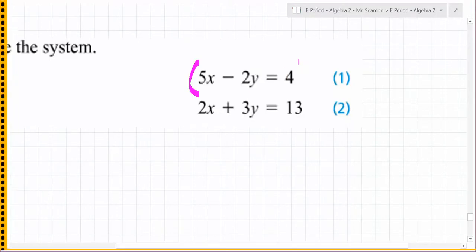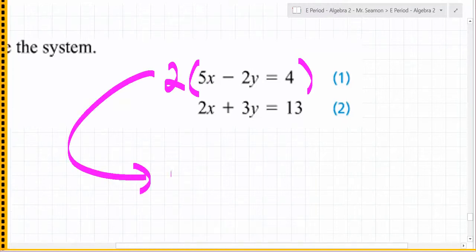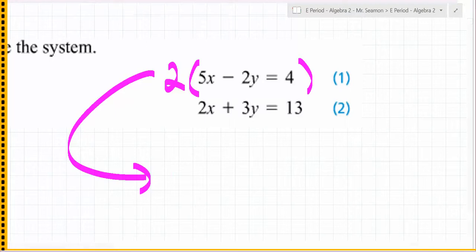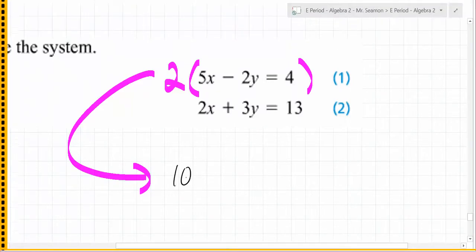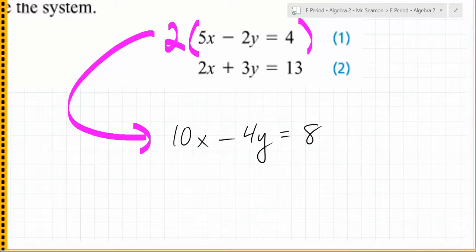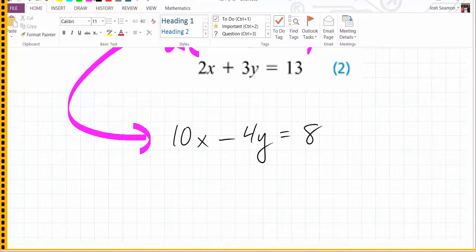Am I allowed, if I wanted to, to multiply this by 2? As long as I multiply everything by 2, is that okay? Yes, it is. If I multiply everything by 2, Connor, can you tell me what it becomes? 10x minus 4y equals 8. Correct.